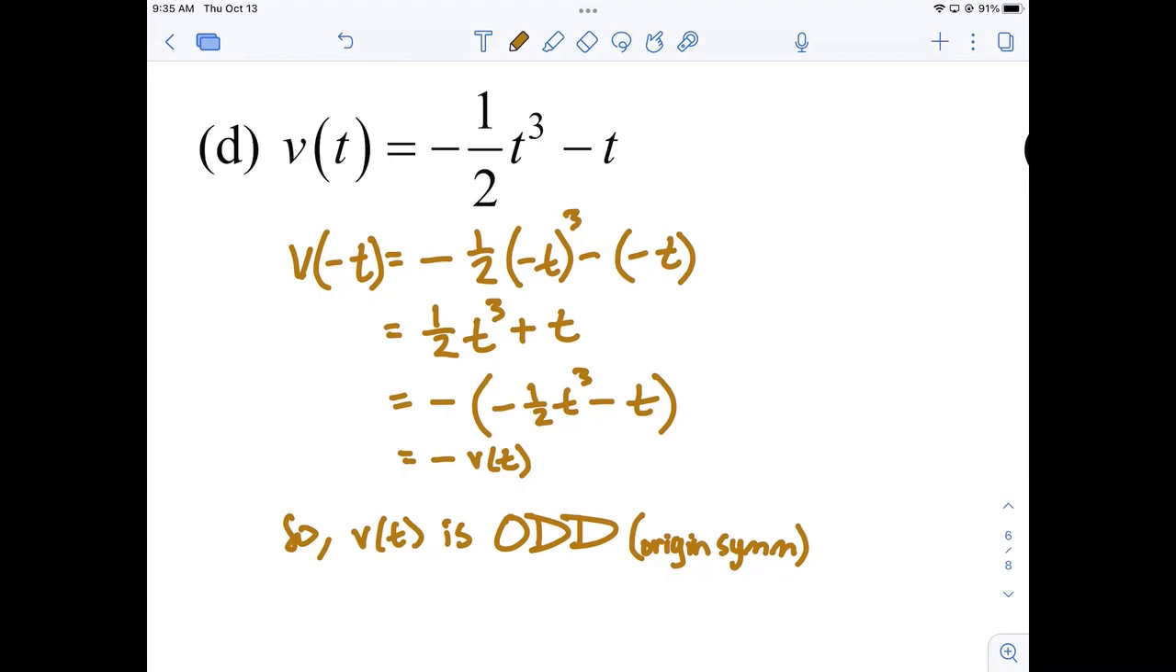So to prove it, now we do the work. v of negative t is negative 1/2, and then notice parentheses. Parentheses. I plugged in a negative t. It's super important. Now when we evaluate it, negative t cubed is negative times t cubed, and that negative times the negative out front make that positive, and here a negative times the negative make a positive. Now when you compare it to the original, it's not v of t, so it can't be even.